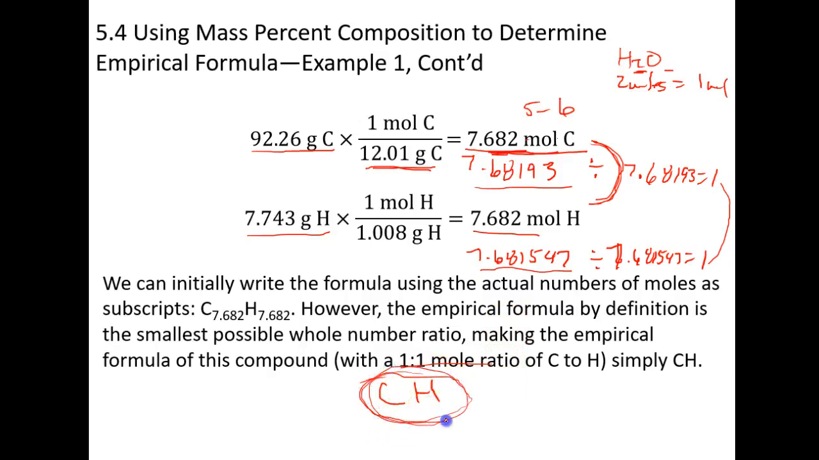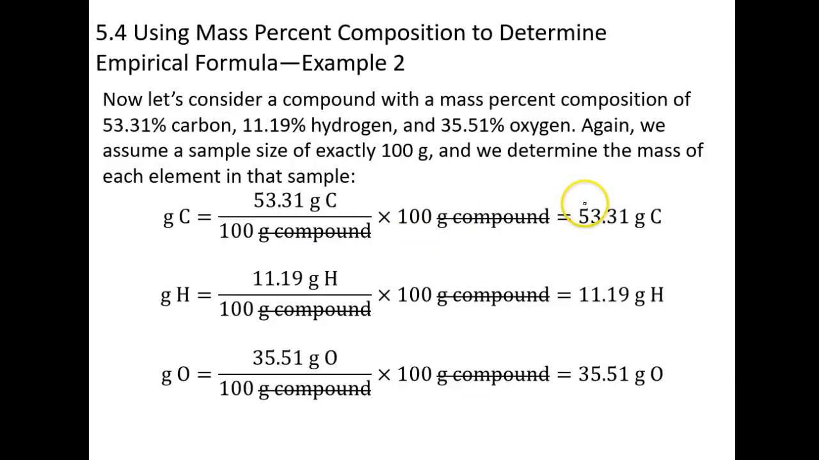Okay? So this is how you do these problems. This might be a little more confusing because I'm changing a little bit from what the slides have, what the publisher has, but I'm not changing it a lot, okay? It's basically the same approach. Take whatever percentage you have and make it into grams. Divide it by the atomic mass, okay? And then you're going to get some mole numbers. Divide by the smallest and find out what the ratio is, okay?